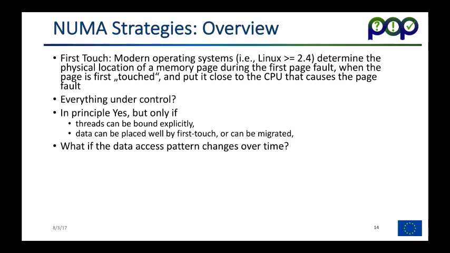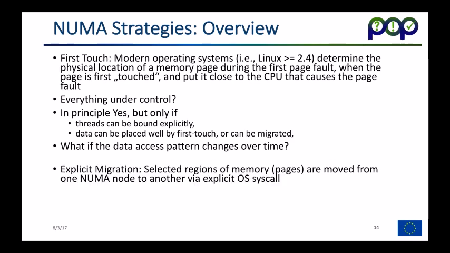And so do we have everything under control? Where there could be a challenge is if you don't know the data distribution or the data access pattern of your code. And there's also a challenge if the data access pattern changes over time. If you don't know the data access pattern, I have some examples on the next slides or some hints on what you could do.